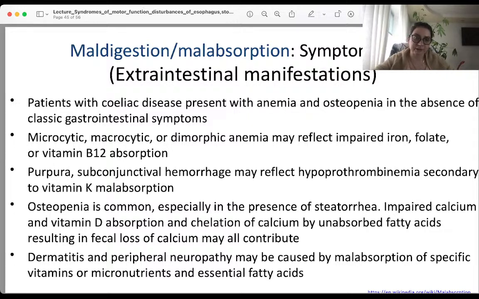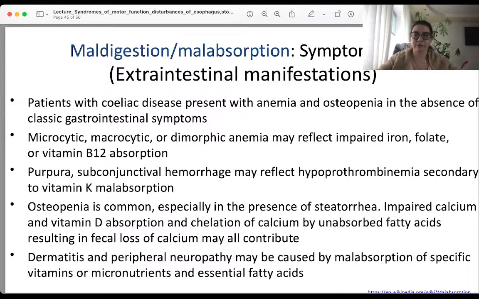Microcytic and macrocytic or dimorphic anemia may reflect impaired iron, folate or vitamin B12 absorption. Purpura and subconjunctival hemorrhage may reflect hypoprothrombinemia secondary to vitamin K malabsorption. Osteopenia is common, especially in the presence of steatorrhea; impaired calcium and vitamin D absorption, and chelation of calcium by unabsorbed fatty acids, resulting in fecal loss of calcium, may all contribute.